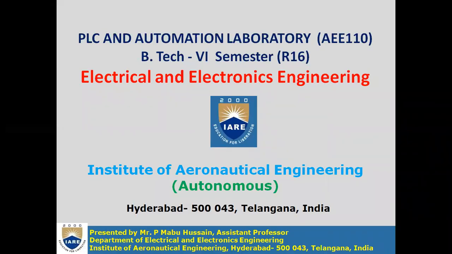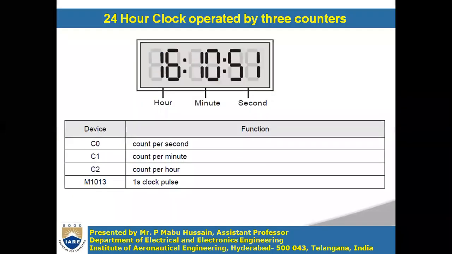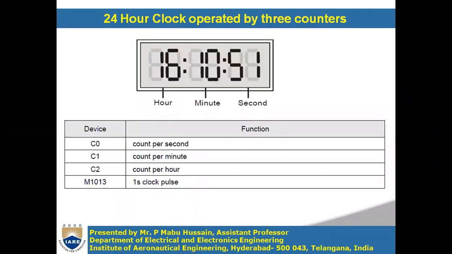Hello friends, in this video we are going to discuss the implementation of a 24-hour digital clock which is operated by three counters. If you observe the digital clock, you will have hours, minutes and seconds. For measuring seconds, one counter, for measuring minutes, another counter, and for measuring hours, another counter. In total, we are going to use three counters, and we are going to implement the 24-hour clock operated by these three counters.